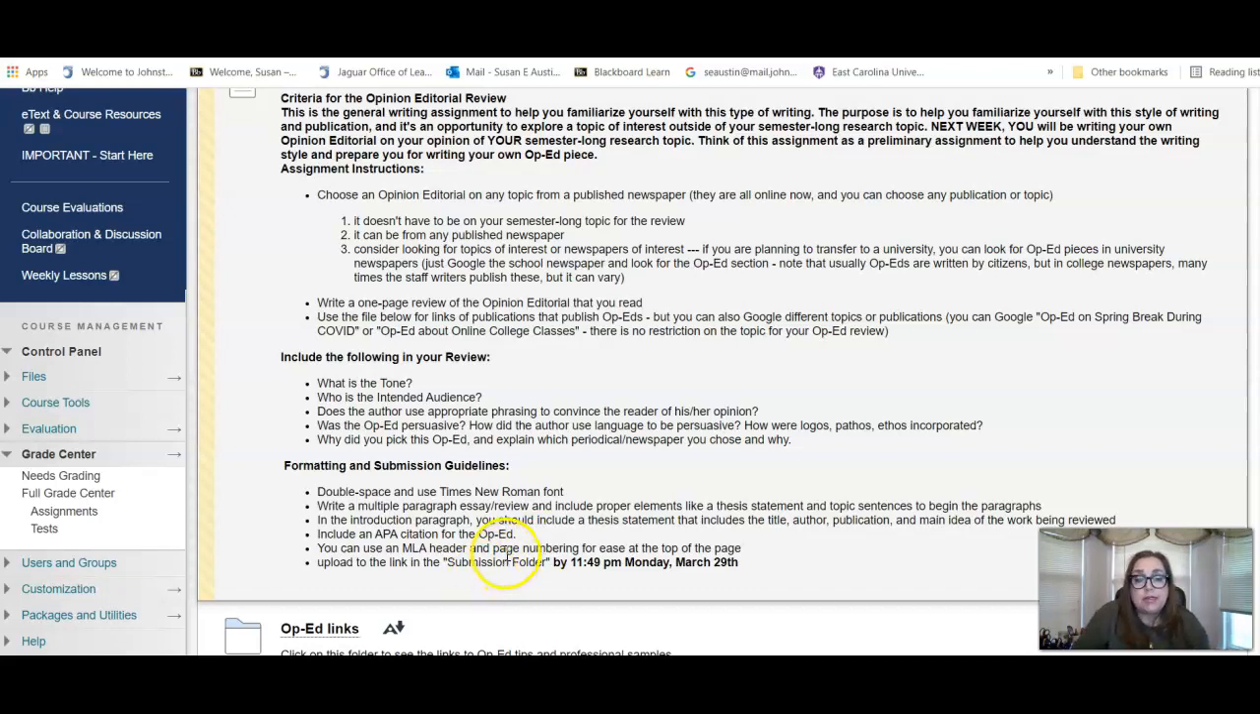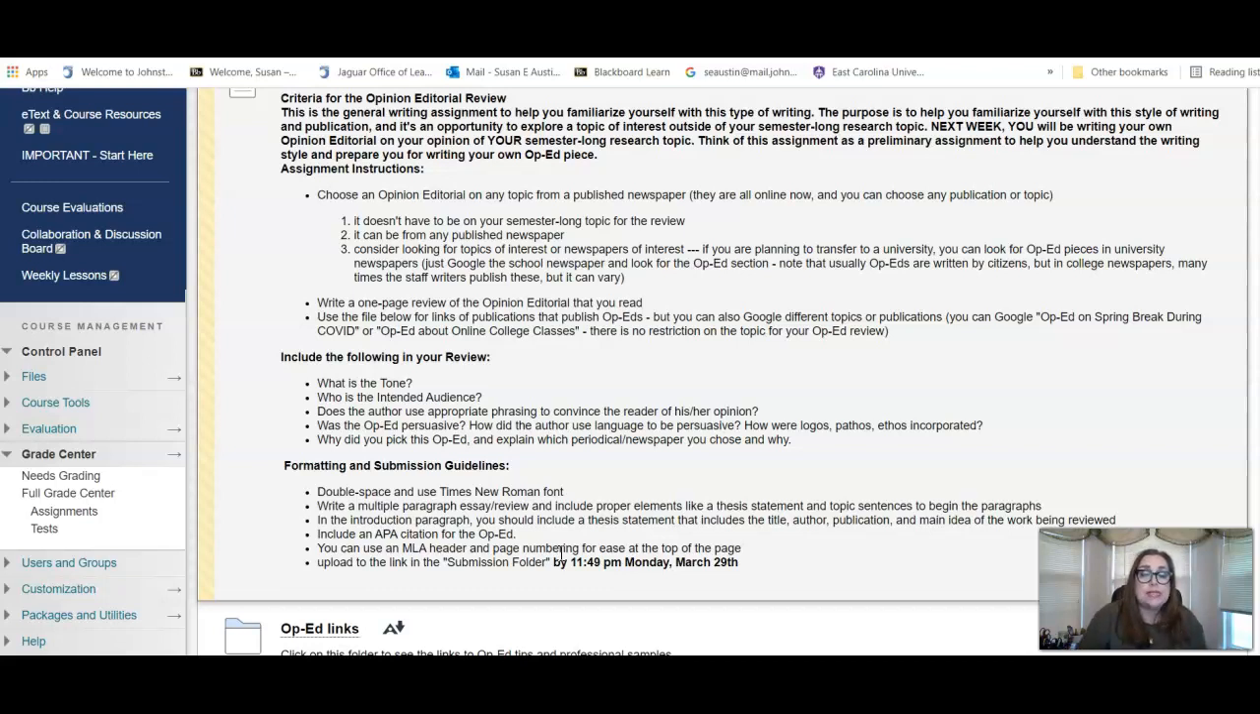Double space, use Times New Roman, multi-paragraphs. Make sure, and this is very important, that anytime you reference something that's been published, a book, an article, a video, anything, you properly introduce it before you begin referencing it. I suggested that you put all that information in your thesis statement, in your introduction. Since this is a 1-page document, your introduction does not have to be super long, but it should be a couple sentences.